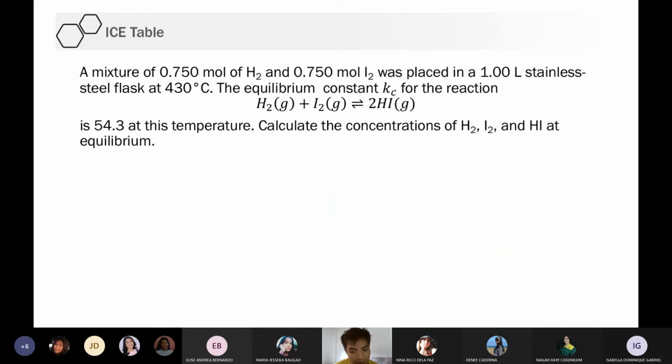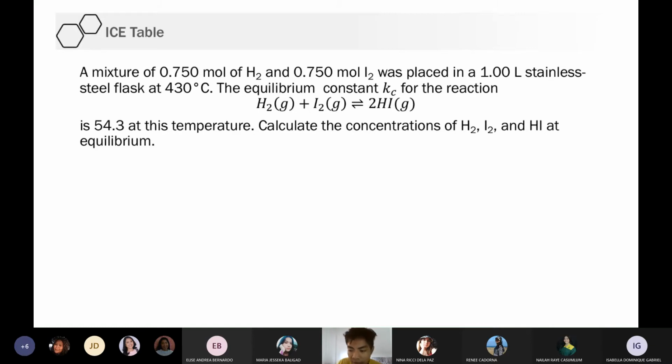So again, let's take a second look at the problem. It gave us the initial amounts. What is their initial amount? 0.75 mole of H2 and I2 in a 1 liter vessel. And what is being asked in the problem is the equilibrium concentration. So whenever you are given the initial amount and you are asked for the equilibrium amounts, you are going to use an ice table.